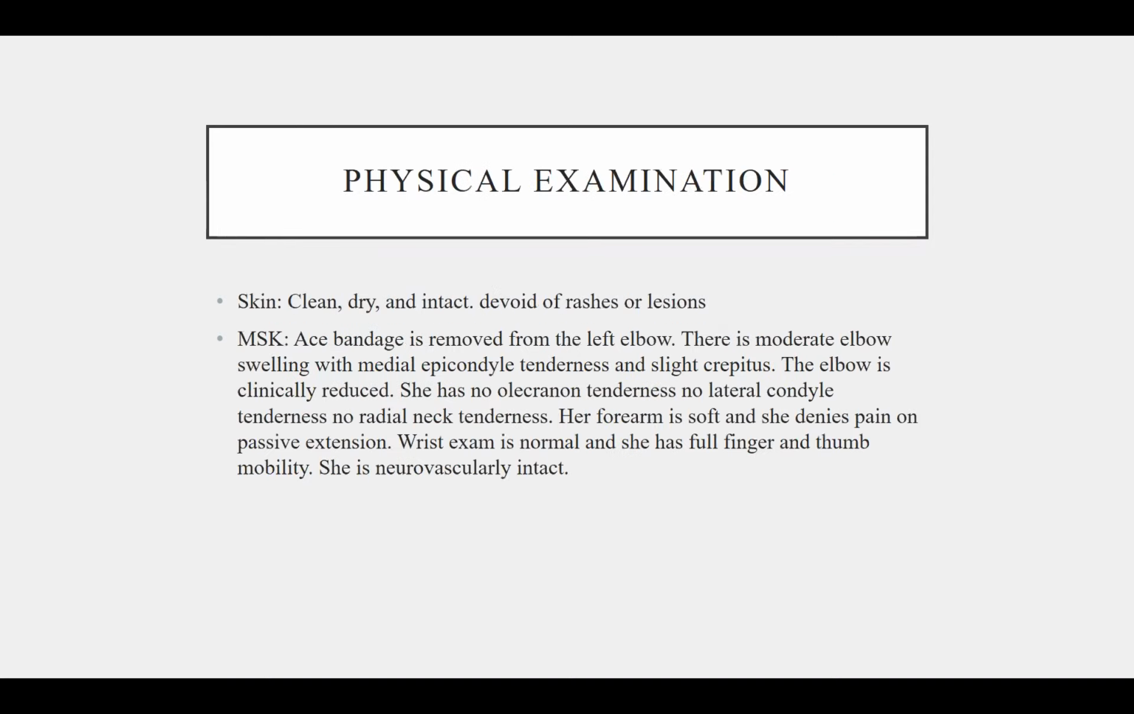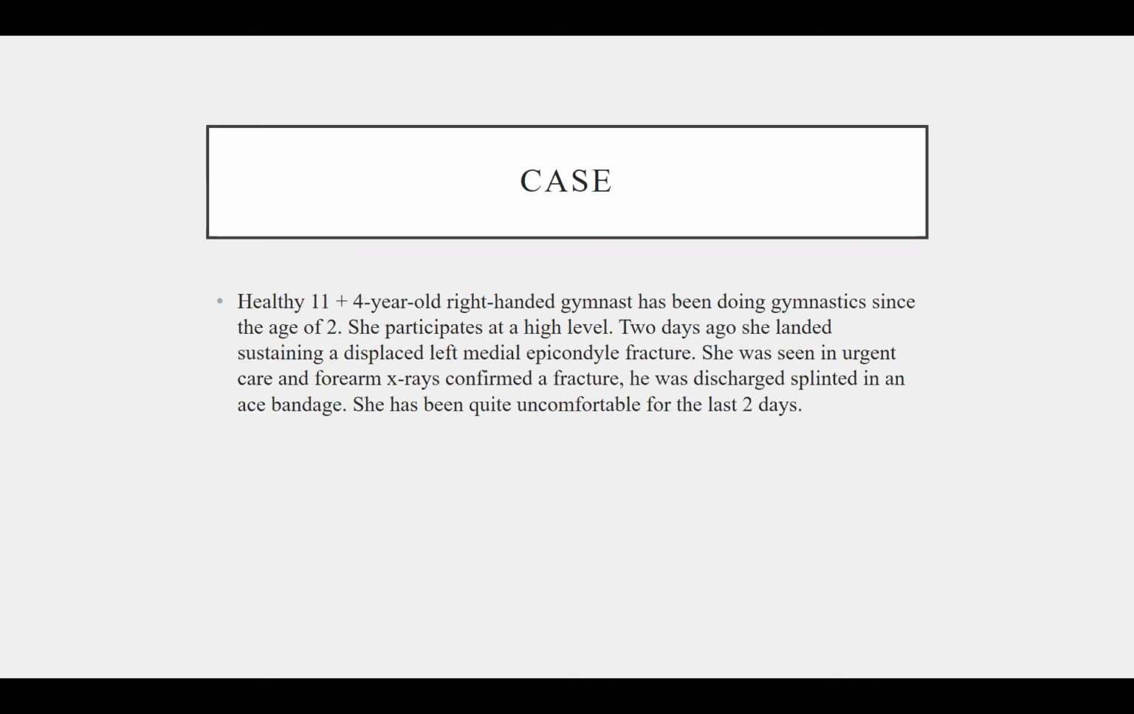So here's our case. We have a healthy 11 plus 4-year-old girl who's a right-handed gymnast who has been doing gymnastics since the age of 2. She participates at a high level. Two days ago, she landed, sustaining a displaced left medial epicondyle fracture. She was seen in urgent care and forearm x-rays confirmed the fracture. She was discharged, splinted, and in an ACE bandage. She has been quite uncomfortable for the last 2 days.